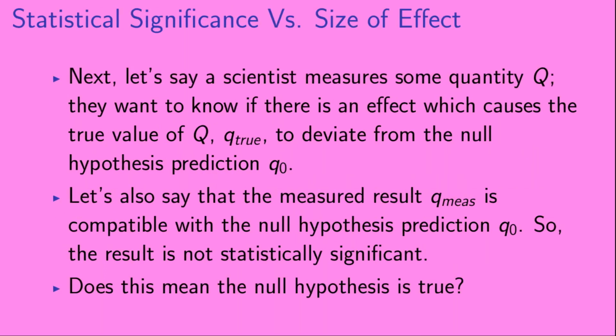Next, let's say a scientist measures some quantity Q. They want to know if there is an effect which causes the true value of Q, Q true, to deviate from the null hypothesis prediction Q naught. Let's also say that the measured result Q measured is compatible with the null hypothesis prediction Q naught. So the result is not statistically significant. Does this mean that the null hypothesis is true?